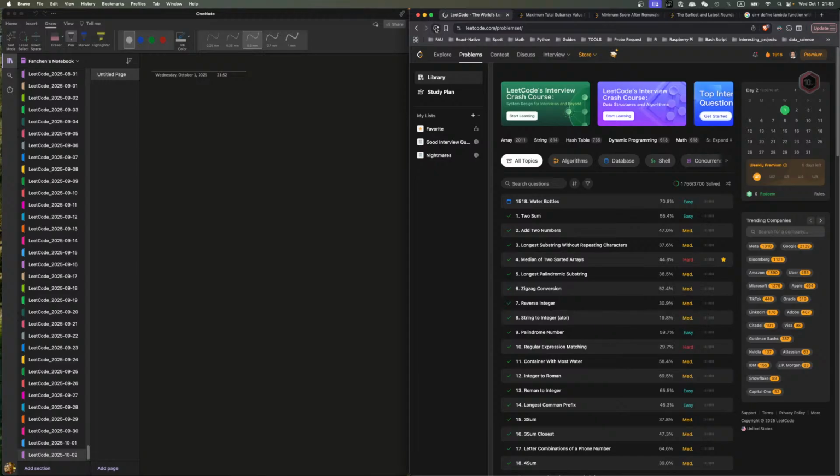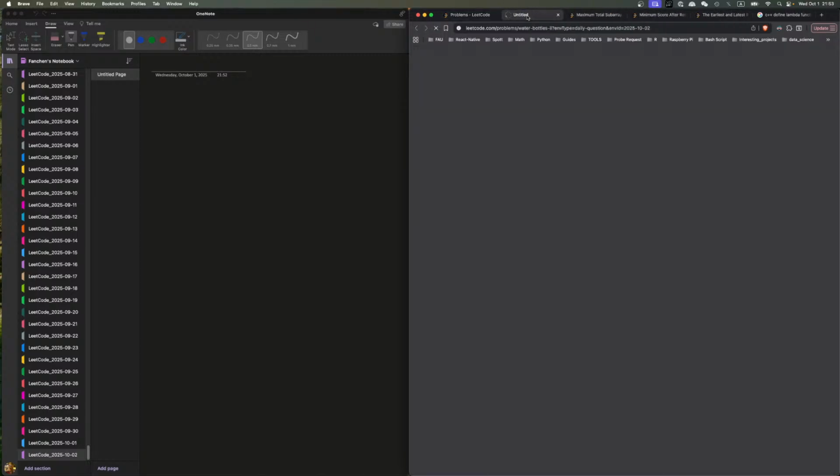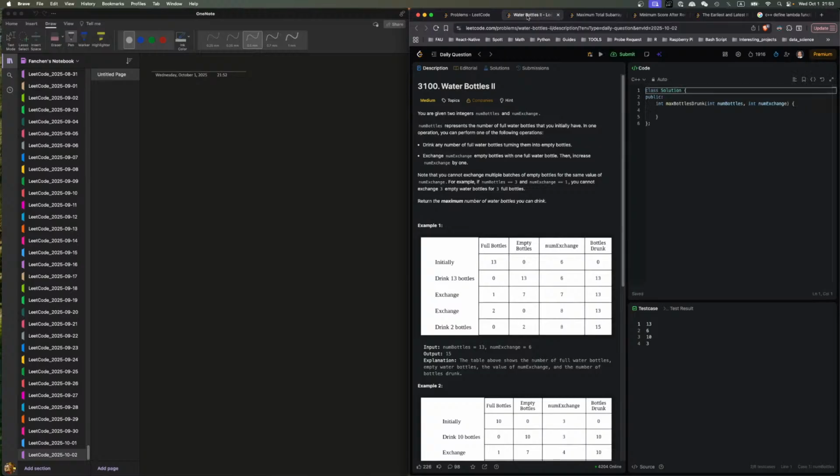Alright, let's get on to it. Water bottle again. Water Bottles 2. You're given two integers, numBottles and numExchange. numBottles represents the number of full water bottles that you initially have.